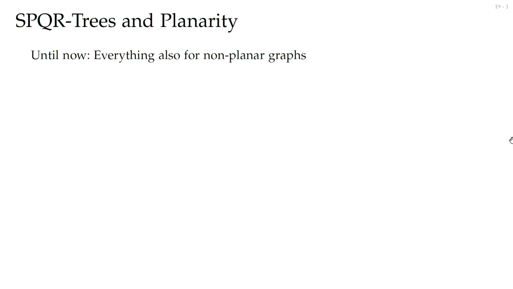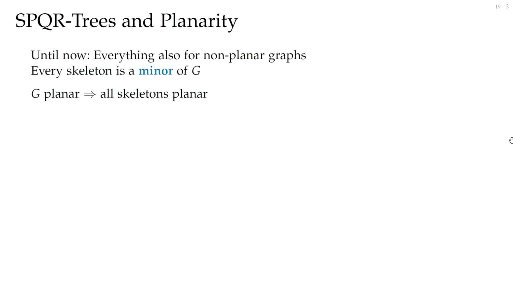One more thing. All the definitions we had so far, they only use split pairs. We've not used planarity anywhere so far. So everything we've done also works for non-planar graphs. Doesn't have to be a planar biconnected graph, just any biconnected graph. We can decompose this way if we want. But the nice thing is that every skeleton we get is also a minor of the graph. So if we start with a planar graph, then all the skeletons will also be planar. Otherwise, it might be that our rigid structures are non-planar graphs, for example.